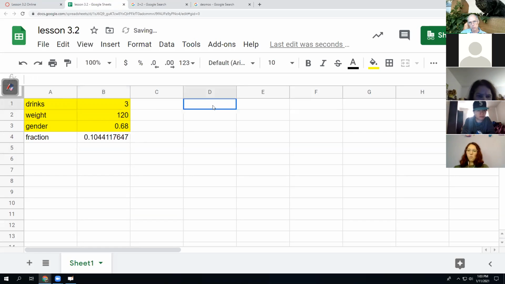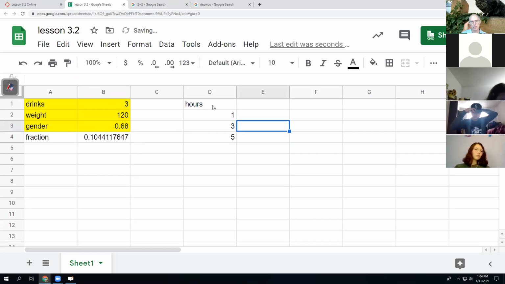So the next thing I want to do is build that table we were doing for problem, I think it was number 4. So I have hours to keep track of here, 1, 3, and 5. And some of you I heard did what I did and did 1, 2, and 3 hours by mistake, which messes stuff up. And then we have the resulting BAC.